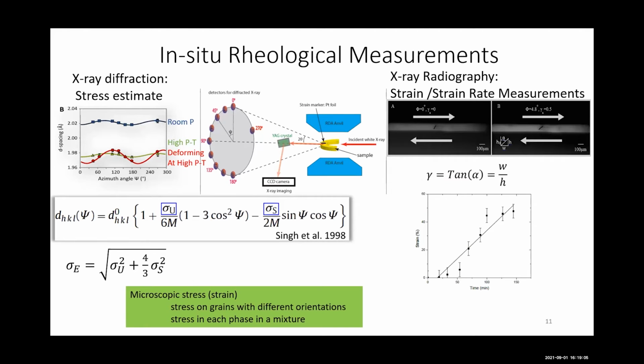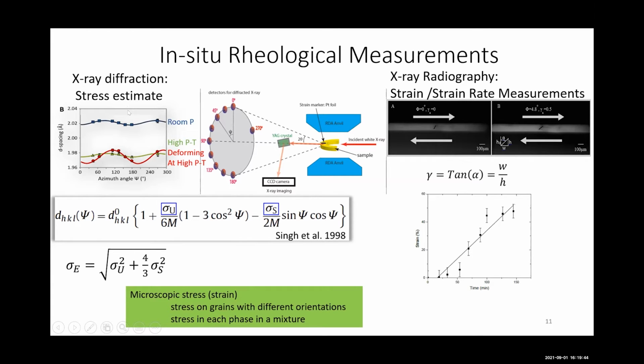So the data collection of strain and stress is done using X-ray radiography for the strain and strain rate measurement and X-ray diffraction for our stress estimate. So here is an example of X-ray radiography where you can see in black are the RDA anvils, and the gap in between is where the sample is. It's very small, you can see. In between the anvils, you have a vertical strain marker so that as you're rotating the top anvil, you can follow the rotation of the strain marker through time and estimate the strain.